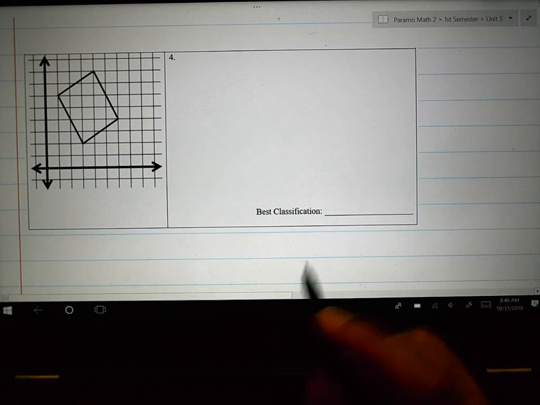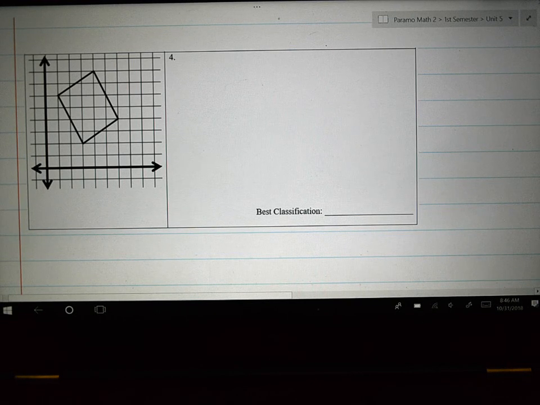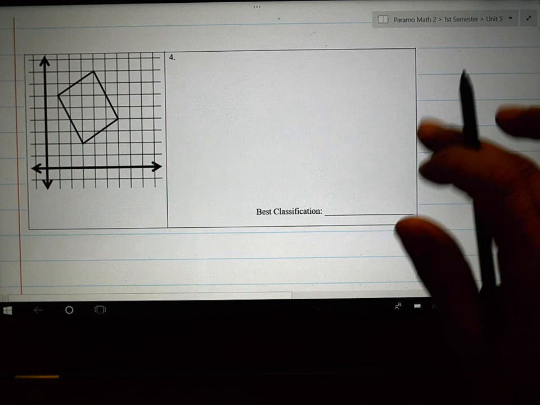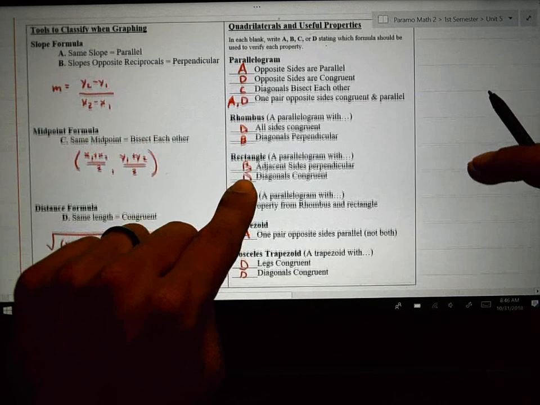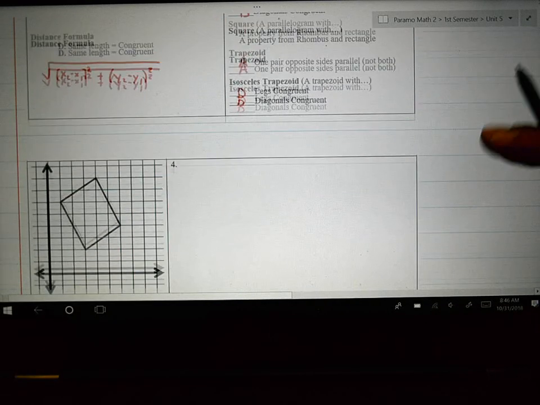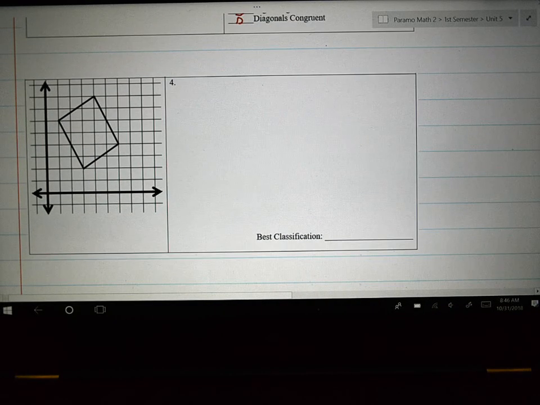Number 4 says, what's the best classification? You're going to look at this shape and make a decision. Is it an isosceles trapezoid, a trapezoid, a square, a rectangle, a rhombus, or a parallelogram? And you have to decide. Let's say you're not sure. Let's say you've narrowed it down.